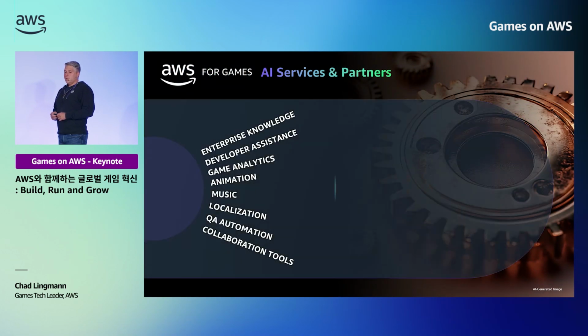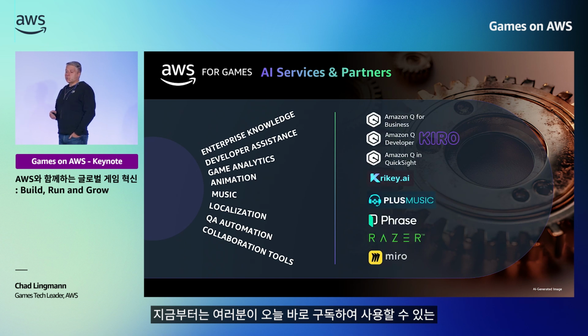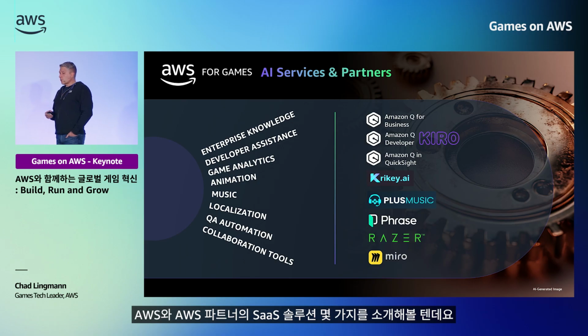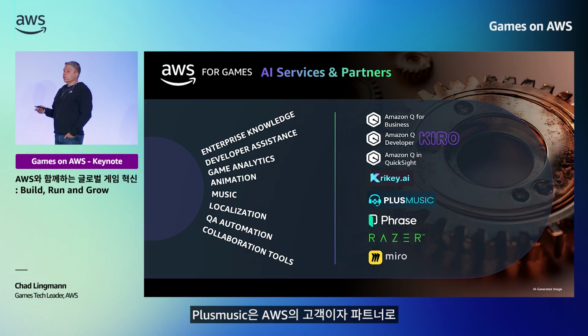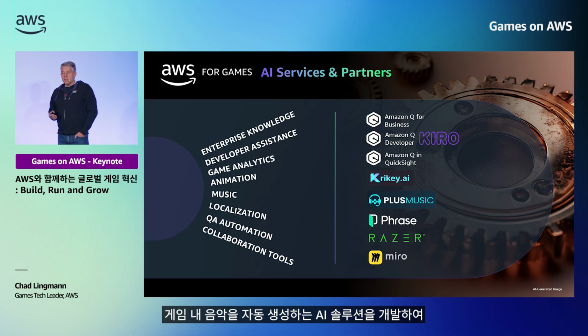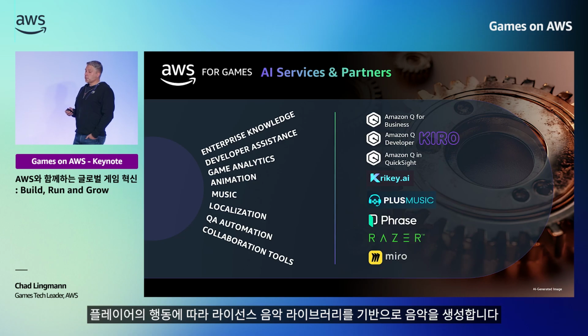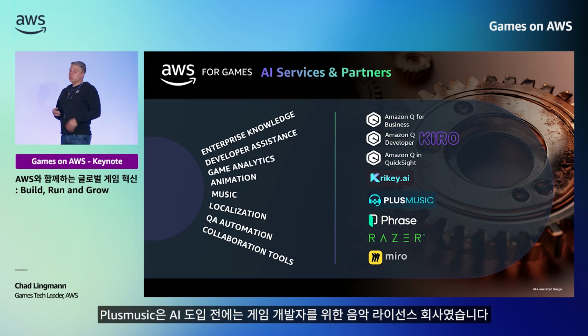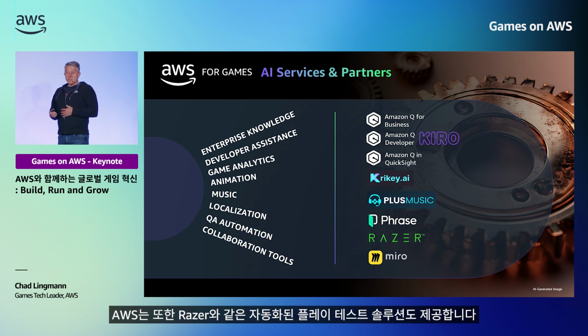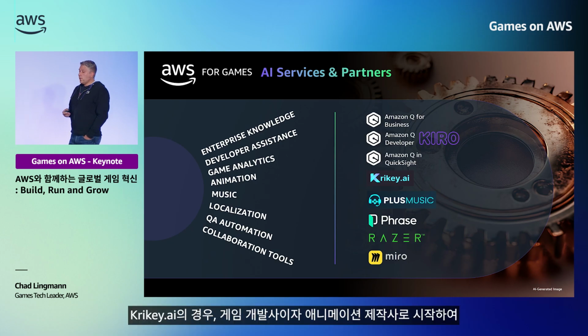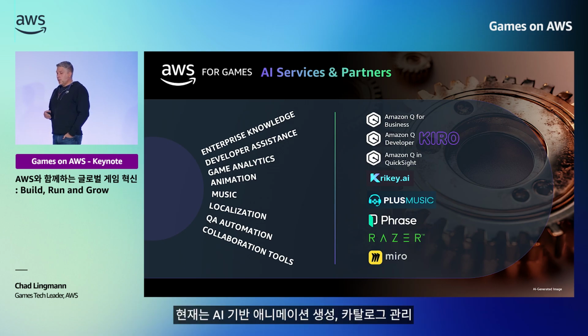Here are a selection of subscription and SaaS solutions from AWS and from our games-focused partners that you can subscribe to and start using today. Plus Music, for example, is an AWS customer and partner who have built an AI solution for generating music from games, either during development or in real time in response to player actions based on a library of licensed music. Plus Music was a licensing company for game developers before delving into AI. We also have automated playtesting, which is available from partners like Razer. While Crikey AI started as a game developer, an animation house, and have developed AI-driven animation generation, cataloging, and sequencing for human characters. And we'd be happy to introduce you to any of these partners. Just let your account team know.